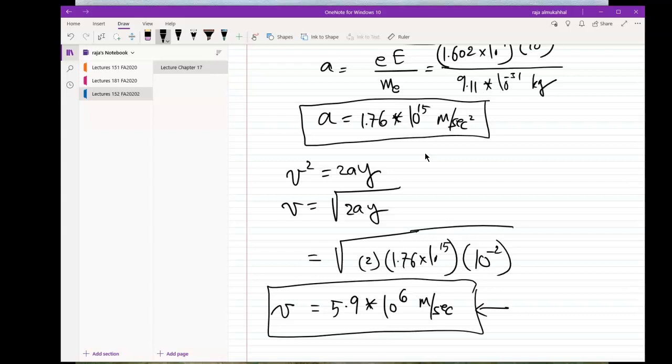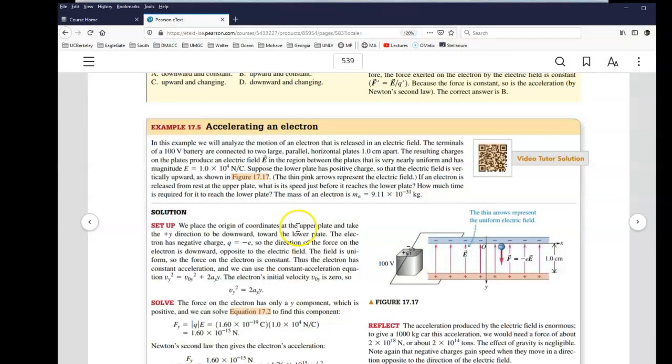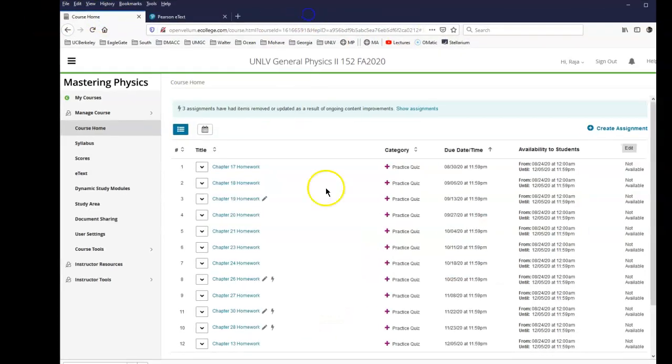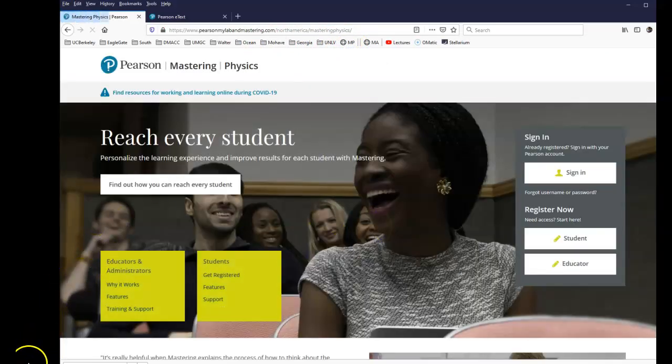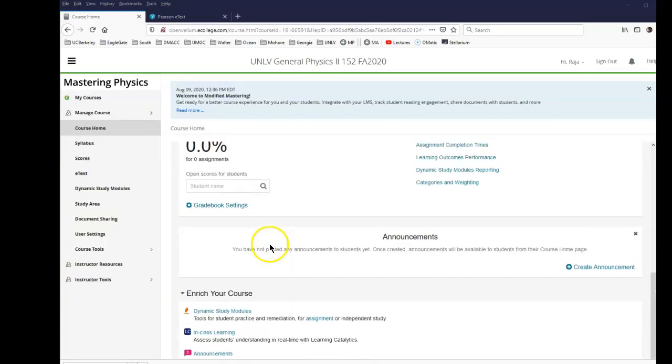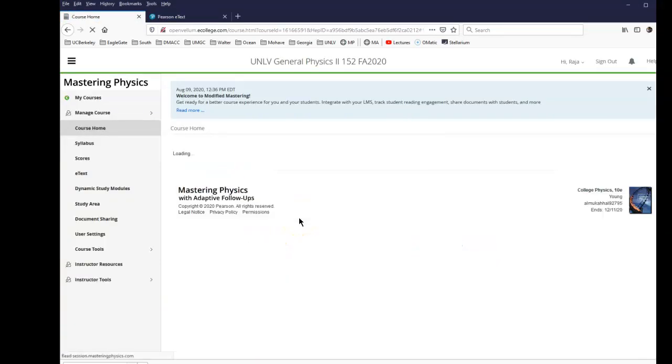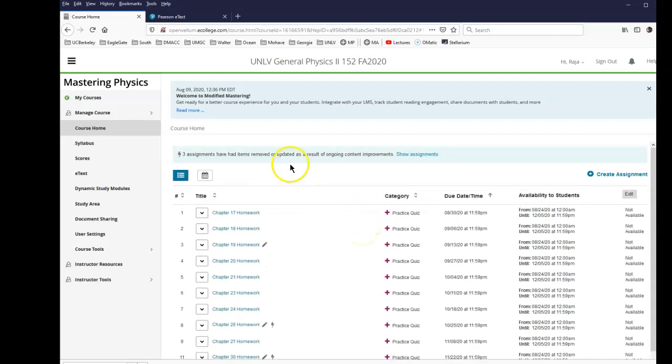So let me move on to the problems. If I go to Mastering, let me just take that away and then go to Mastering Physics. Here's your homework. Oh, session expired. Let me go log in again. It's been on since I started the lecture, I guess. So I click on there, and there are the problems, the homework. We are in chapter 17.